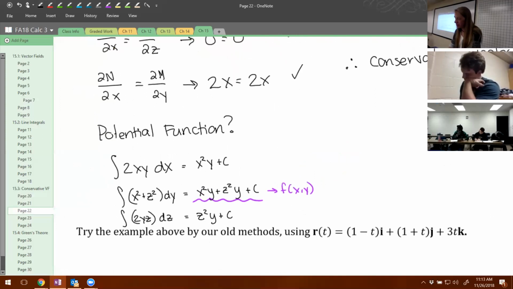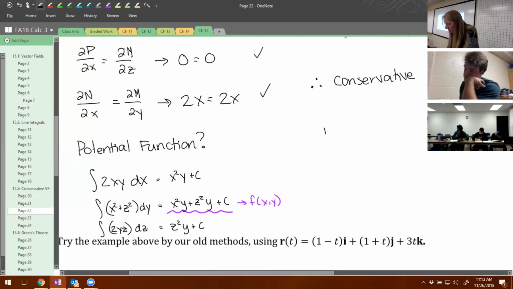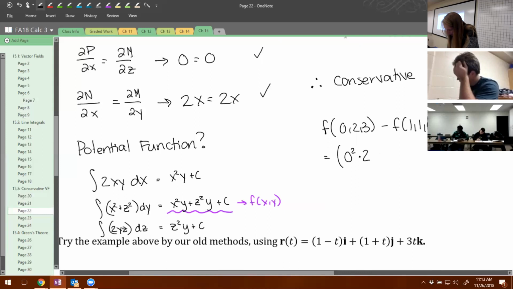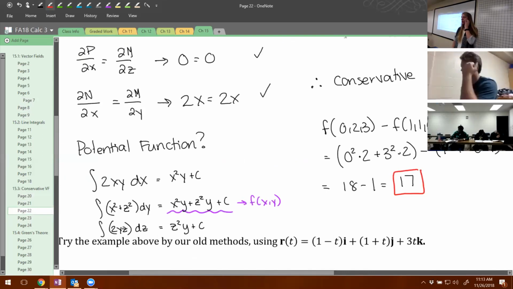Yep, plug in the endpoint minus the initial point. So we're going to take the potential function at (0, 2, 3) minus the potential function at (1, 1, 0). So 0 squared times 2 plus 3 squared times 2, minus 1 squared times 1 plus 0 squared times 1. So looks like we get 18 minus 1, or just 17.